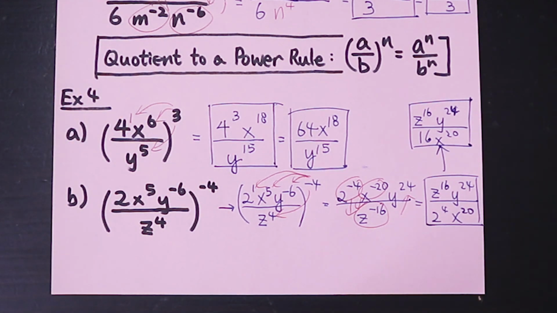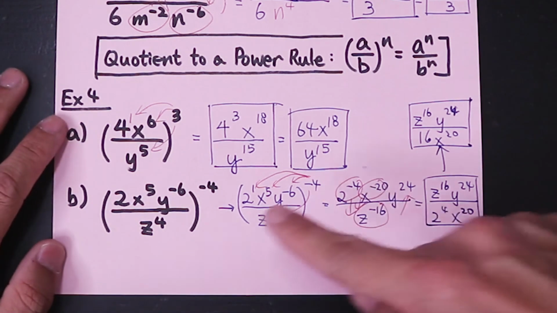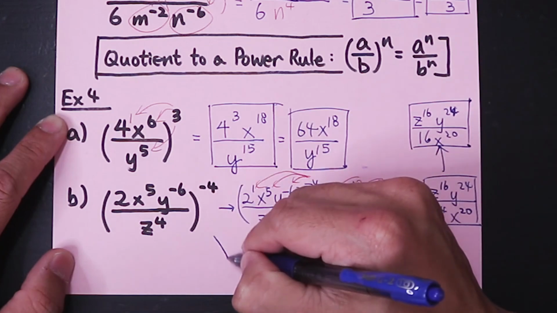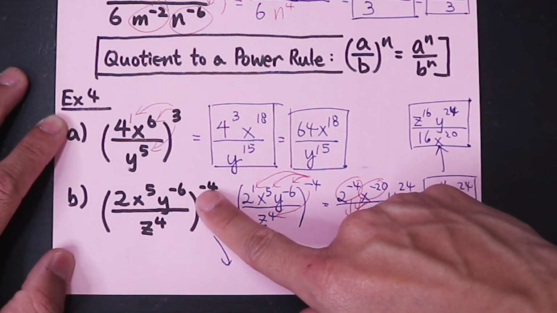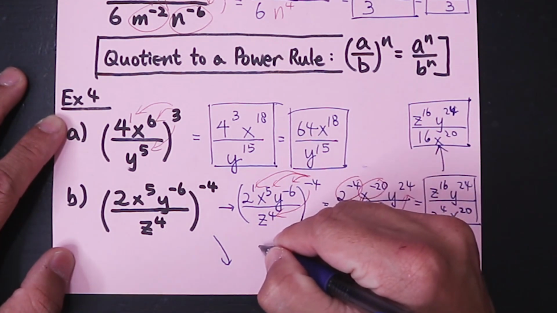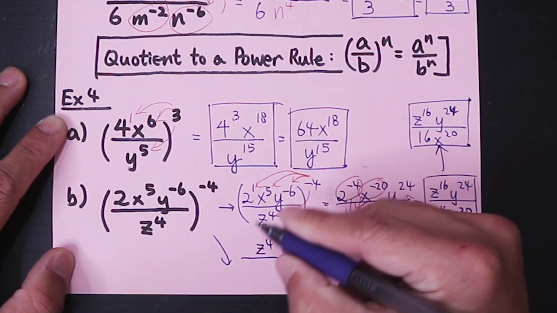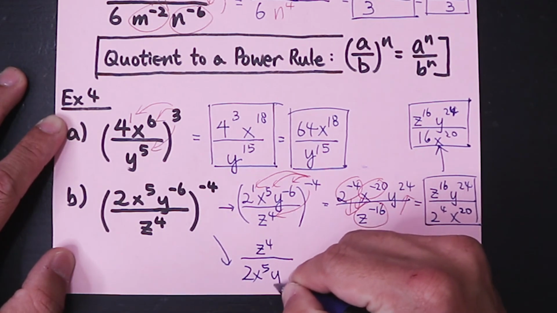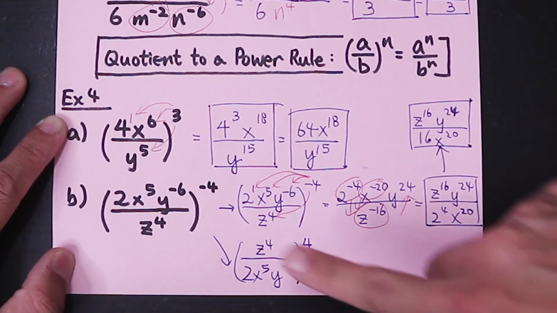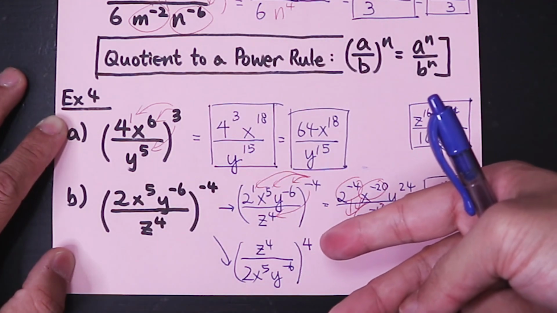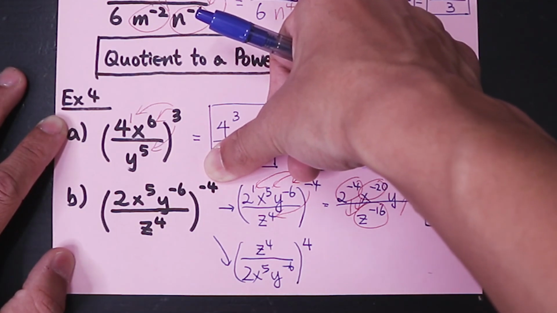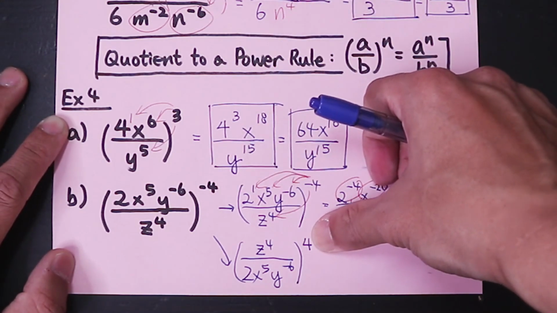Well, remember there was another way. Another way to do it is that the outside exponent is negative. So you want to do the second way. Since the whole fraction has a negative exponent, you're going to flip everything upside down. So that just becomes z to the 4th all over 2, x to the 5th, y to the negative 6. Look at that. I just flipped the fraction. Nothing really changed in the fraction other than flipping it. And then the negative 4th power on the outside becomes a positive 4th power.